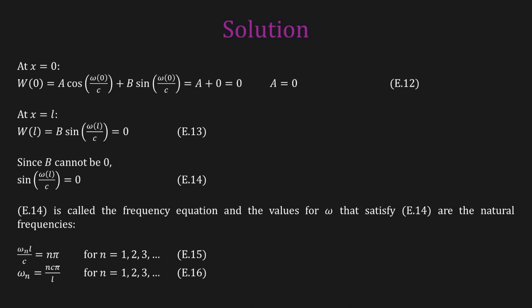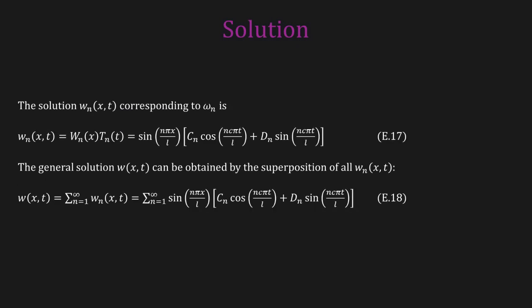The subscript n in omega corresponds to the value of each n, and as you can see, we will have an infinite number of natural frequencies. The solution Wn of x and t, corresponding to a certain natural frequency, is obtained by substituting the natural frequency into our assumed solution, and we get equation 17. That is the sine of n pi x over L times Cn times cos of n c pi t over L plus Dn times sine of n c pi t over L.